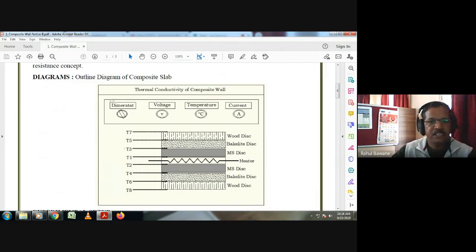There is one dimmer stat. With the help of this dimmer stat, we can vary the supplied voltage, and that voltage will be displayed on the voltmeter. The corresponding current will be displayed on the ammeter, and the respective thermocouple temperatures will be displayed on a temperature indicator, where there is a rotating knob. Whatever the position of that rotating knob, the corresponding thermocouple shows the temperature reading. So this is a schematic of our experimental setup.